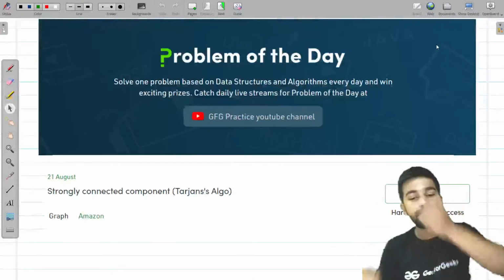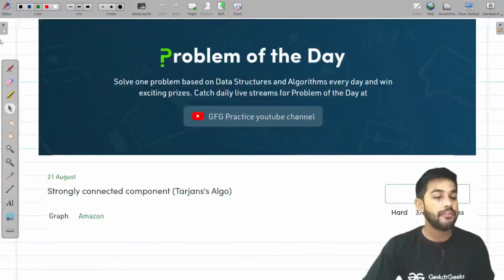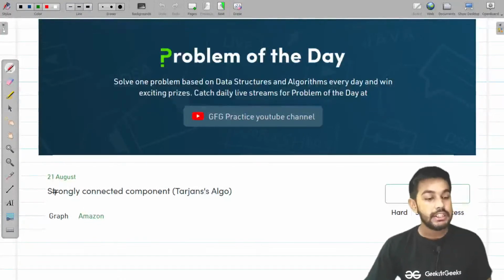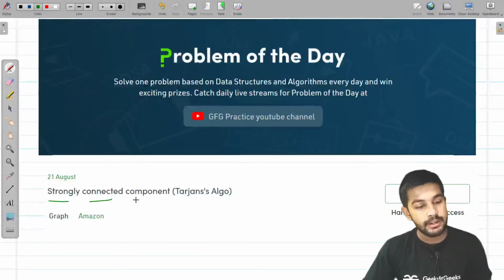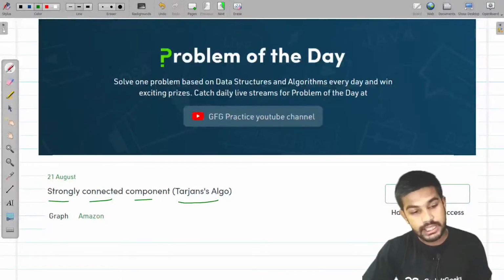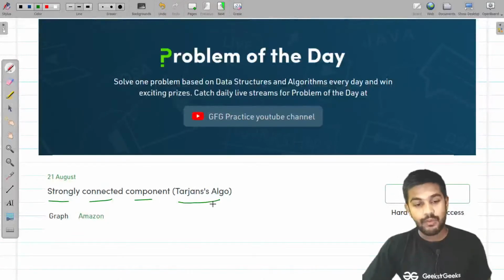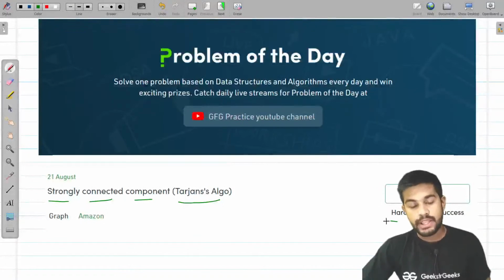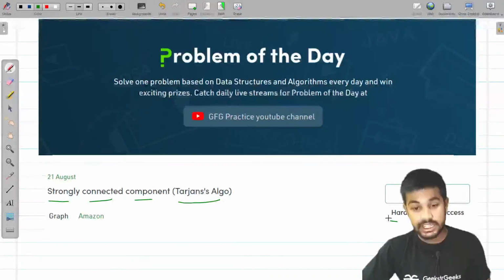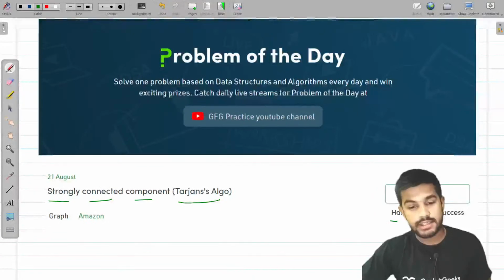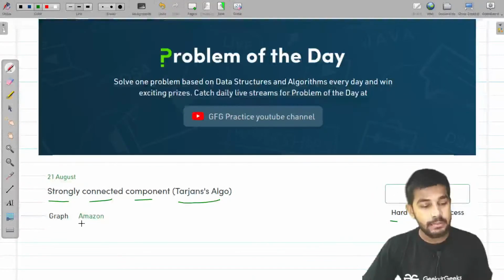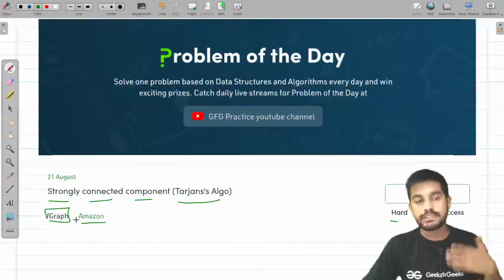Okay, good to go. So today we would be understanding strongly connected component of Tarjan's algo. It was a hard problem with a success percentage of around 37%, and it came in Amazon, and it is a graph problem. Okay, so now let's move ahead.